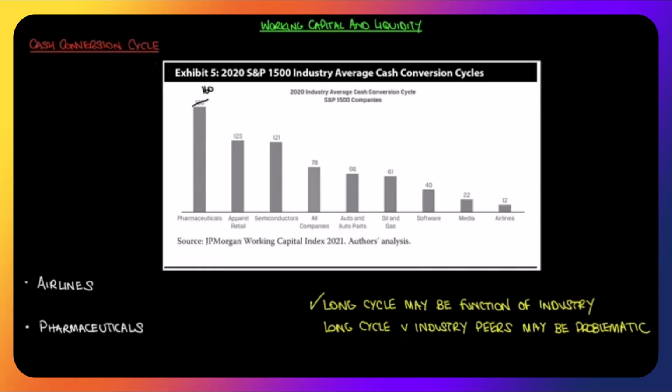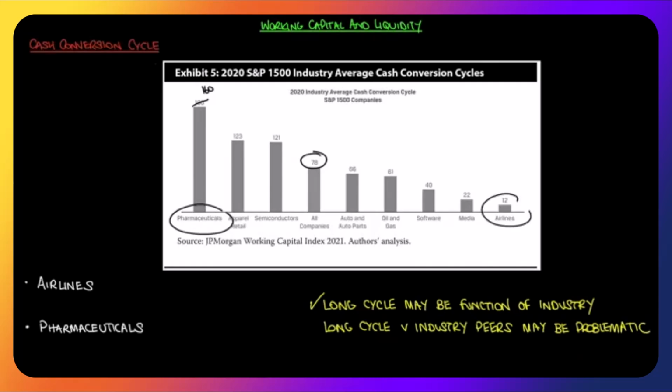Some of that inventory is required by law. Regulation says they have to have a certain stock. So a long cycle may just be a function of the industry. Airlines, on the other hand, very short. So don't panic. Don't go in as an analyst and say, average for the S&P 1500 is 78, this pharmaceutical company is 160, they're inefficient. That's terrible, and so on. It's the nature of the industry.